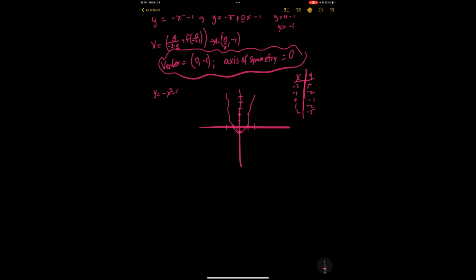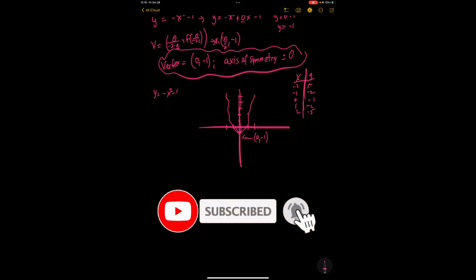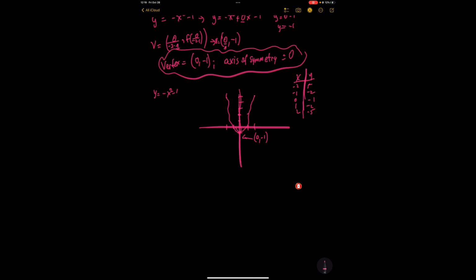Just so you guys can get the picture, you can see the vertex is right here at 0, negative 1, and the axis of symmetry is that one right here. So basically, you get to understand what it is that we are doing with the vertex and the axis of symmetry. That can help us a lot when it comes to graphing a parabola. Let's do a second example real quick, and then we're going to move on to our next video, which will be talking about the x-intercept and the y-intercept.